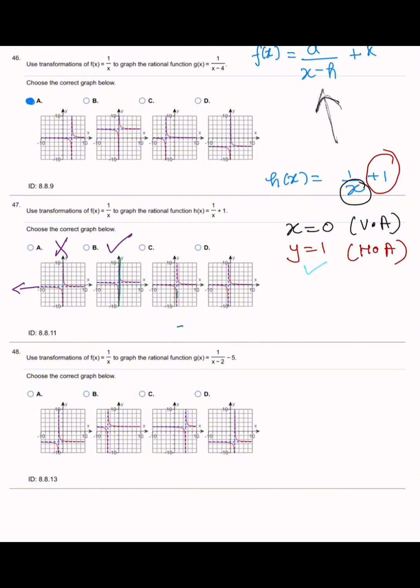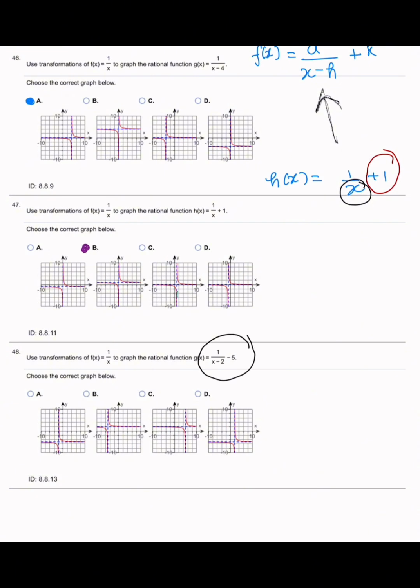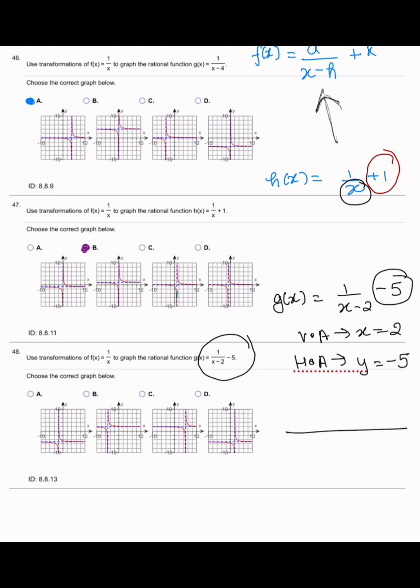So we were making choices so far. I want to show you, if there are no choices given to you, how can you graph your own equation. And we will follow the same way. We will decode the asymptotes, and just by drawing the asymptotes we can draw our graph easily. Let's take another example. g of x equals 1 over x minus 2, minus 5. So let's decode the asymptotes first. Your vertical asymptote is x equals 2, because if you put x equals 2, it becomes undefined. And your horizontal asymptote is y equals negative 5.